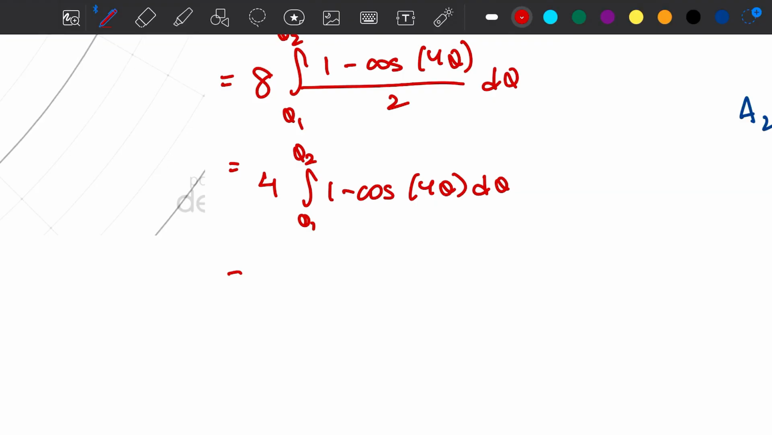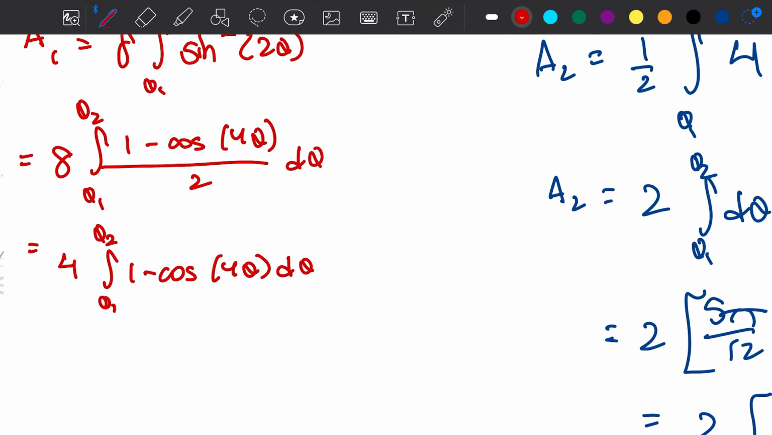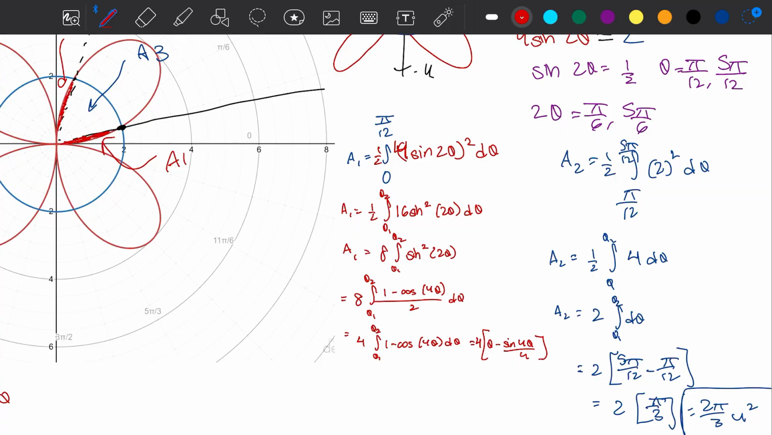This is going to become, when you have 1 minus cosine 4 theta, 4 on the outside of theta minus sine 4 theta all over 4, from, what is our angle? We have from 0 to pi over 12.